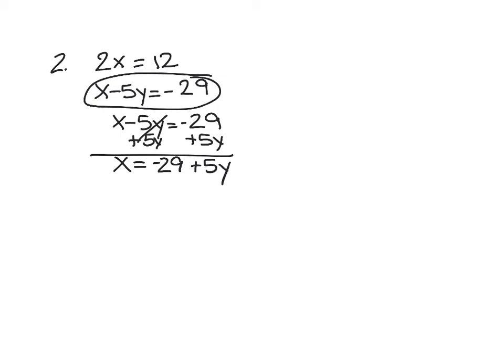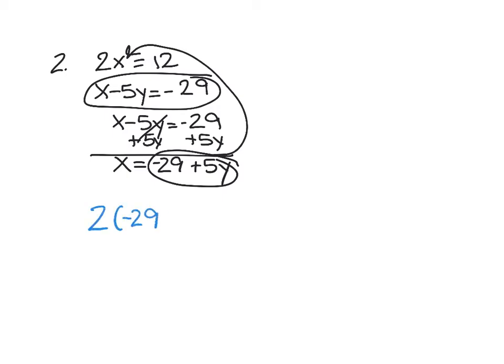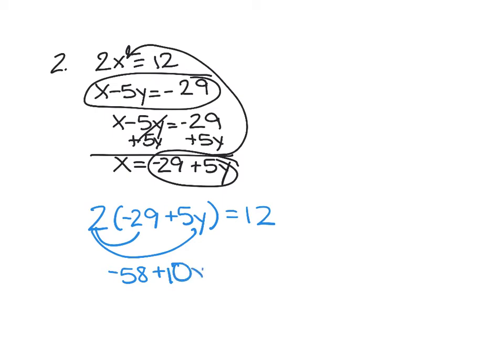All right, so now we have to plug this in. We're going to plug that in where we see this x up here. So I'm going to take the 2, and now x we're saying is negative 29 plus 5y, is equal to 12. All right, so we're going to take negative 58 plus, oops, I'm sorry, 10y is equal to 12.